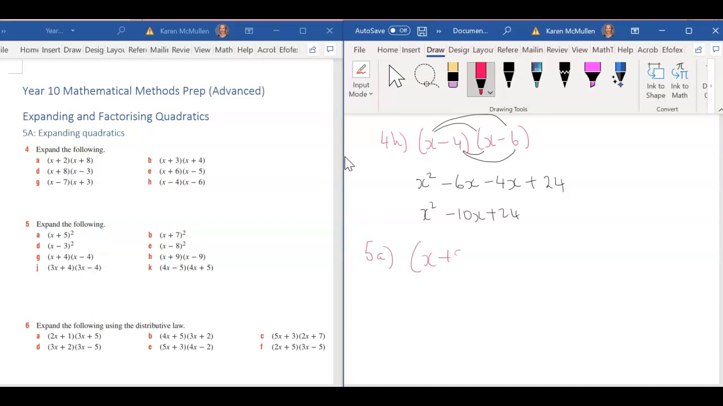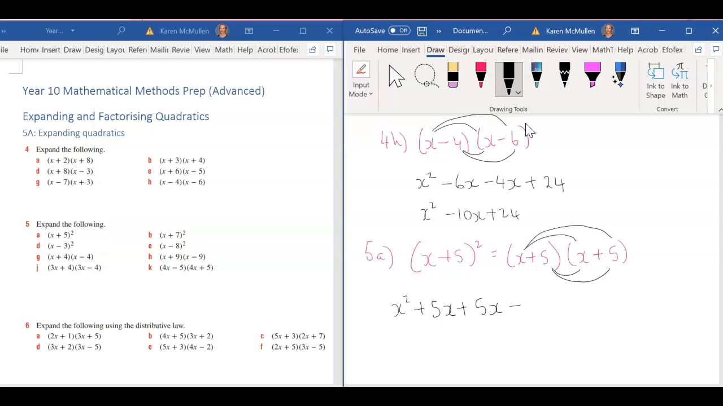All right, so we've got x plus 5 squared. So this is actually the same as x plus 5 times x plus 5. All right, we're just squaring that bracket. So when you square anything, you're just multiplying it by itself. All right, so you can do first, outside, inside, last. So we're going to have x squared plus 5x plus 5x plus 25. So just tidying that up.